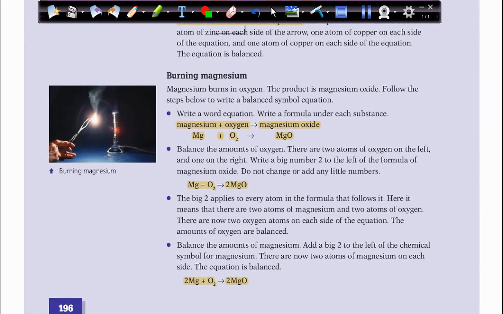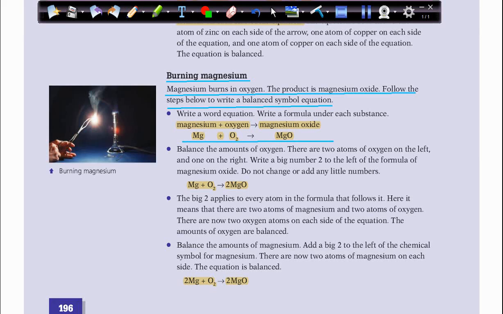Burning magnesium. We studied earlier how we can burn magnesium. If we burn magnesium in air, magnesium atoms and oxygen atoms join together to form magnesium oxide. So magnesium burns in oxygen. The product is magnesium oxide. Follow the steps below to write a balanced symbol equation. Write a word equation, then write a formula under each substance. Magnesium plus oxygen gives us magnesium oxide. Mg plus O2 gives us MgO.